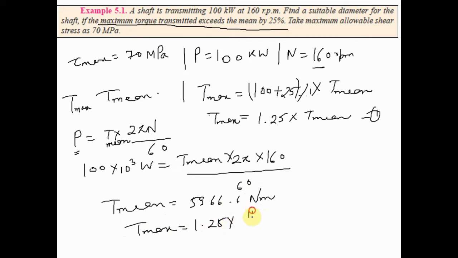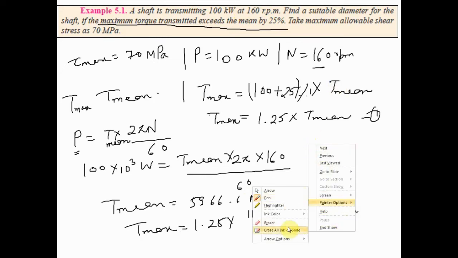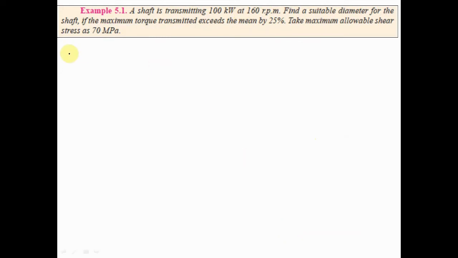So it will be equal to 7458 Newton meters. Okay, so now we have to find the suitable diameter for the shaft. So I'm just erasing all these just to solve further. So we got the value of T max as 7458, and we have to use another equation that I already told in the previous slide.